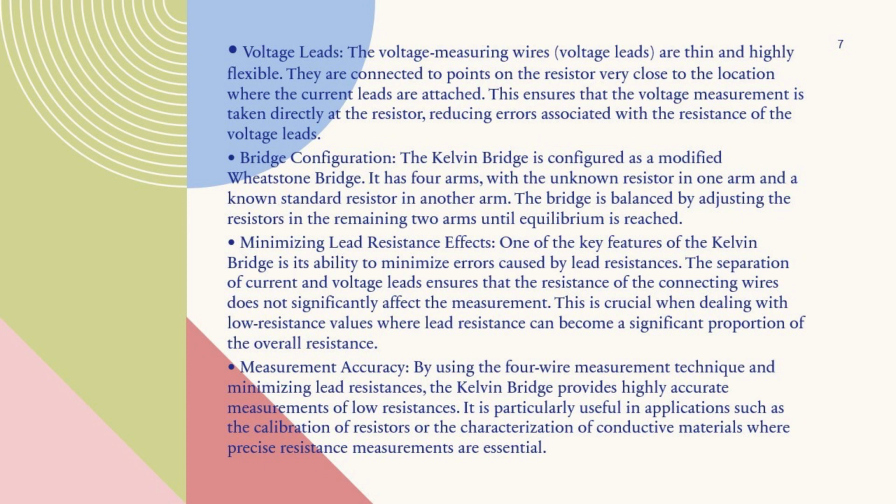And the fifth is minimizing the lead resistance effects, which is its ability to minimize the errors caused by the leads' resistance. And lastly is measurement accuracy, where by using the 4-wire measurement technique and minimizing the lead resistance, the Kelvin bridge provides highly accurate measurement of low resistance. It is particularly useful in applications such as the calibration of resistors and the characterization of conductive materials, where precise resistance measurements are essential. That is the working principle of the Kelvin bridge.